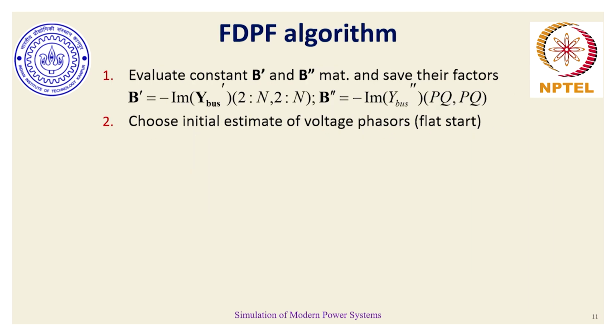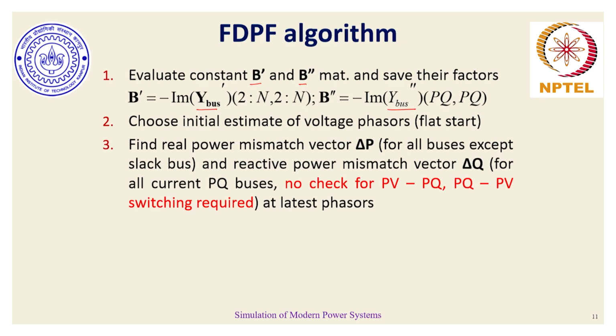So to summarize the technique as to how it works, we evaluate B dash and B double dash from the corresponding Y bus dash and Y bus double dash matrices. We start with an initial flat start of voltage. We evaluate the corresponding real power mismatch and reactive power mismatch equations. When we evaluate these mismatches, there is no approximation involved here. It's the perfect way of evaluating mismatches using the Y bus matrix, the actual Y bus matrix, and not Y bus dash or Y bus double dash.